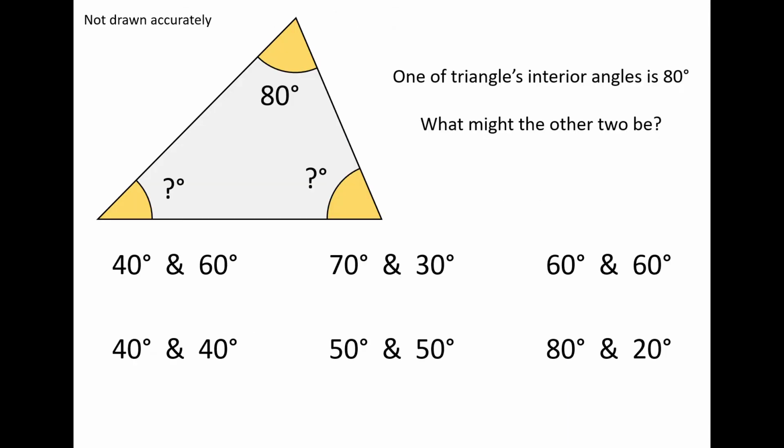So here's a little question for you. One of the triangle's interior angles is shown as 80 degrees, but what might the other two be? I'm going to give you a little minute to think about this before I show you what the answers could be. Alright, good. So hopefully you would say that 40 and 60 could be one, 70 and 30 could be one, 60 and 60 couldn't be the other angles as it would add up to too much. The same with 40 and 40. 50 and 50 could be an option, as could 80 and 20.